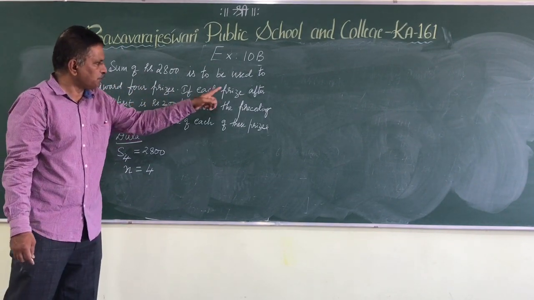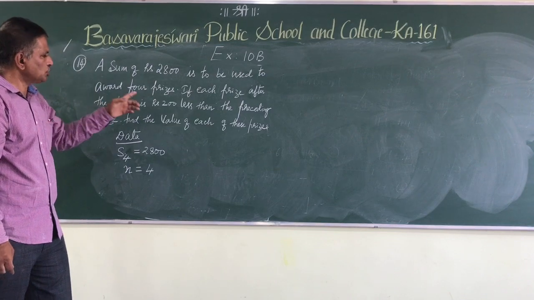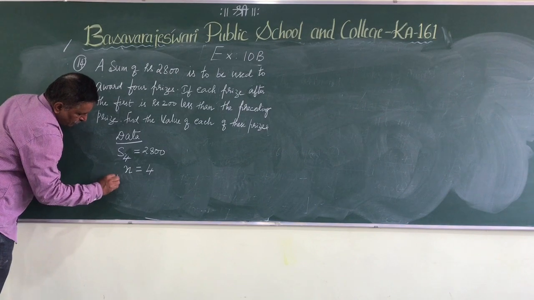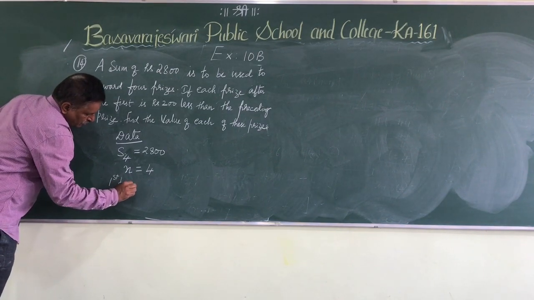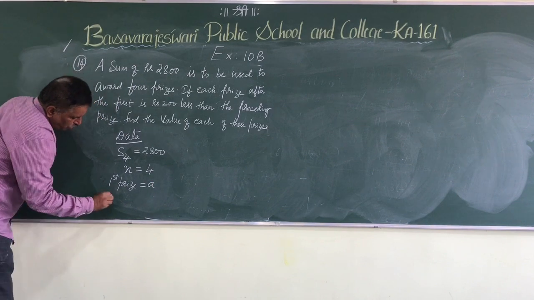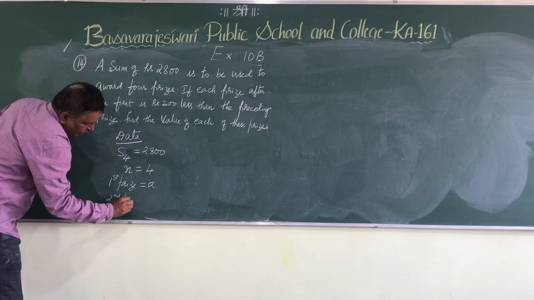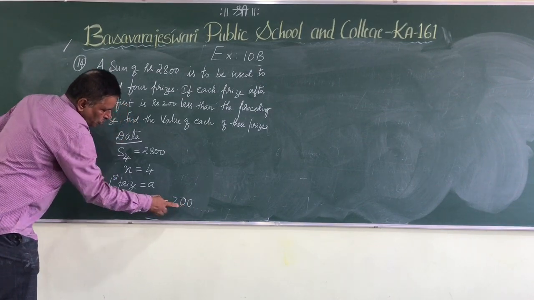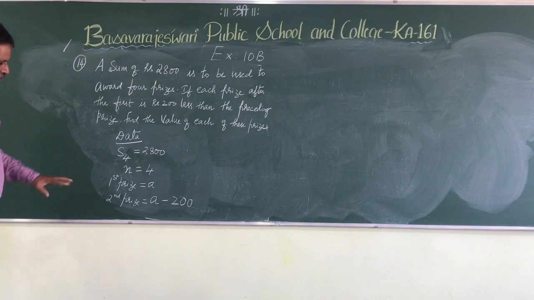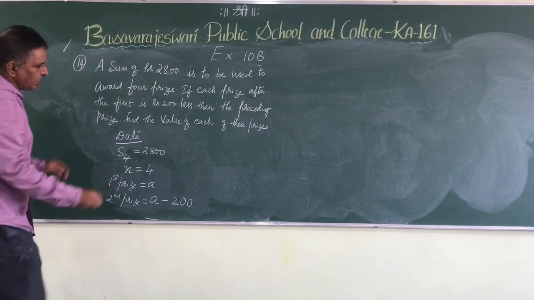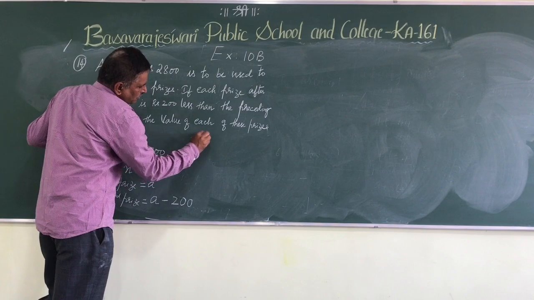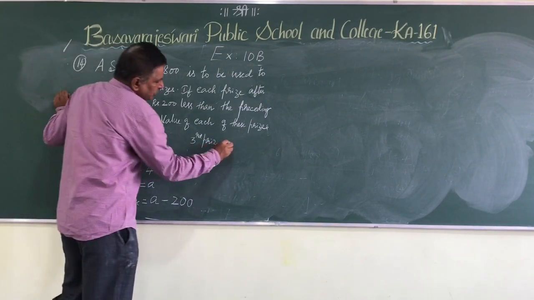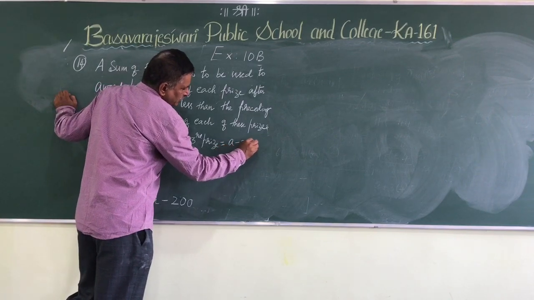If each prize after the first is 200 rupees less. See, for example, if the first prize is A, then what will be the second prize? The second prize will be 200 rupees less than the first prize. Similarly, what will the third prize be? It will be 200 rupees less than the second prize. So A minus 200 is the second prize.